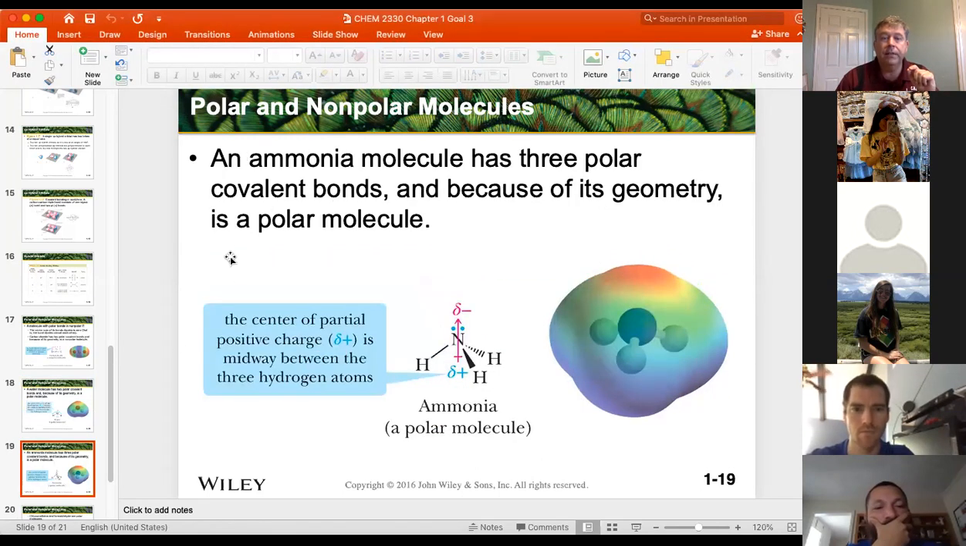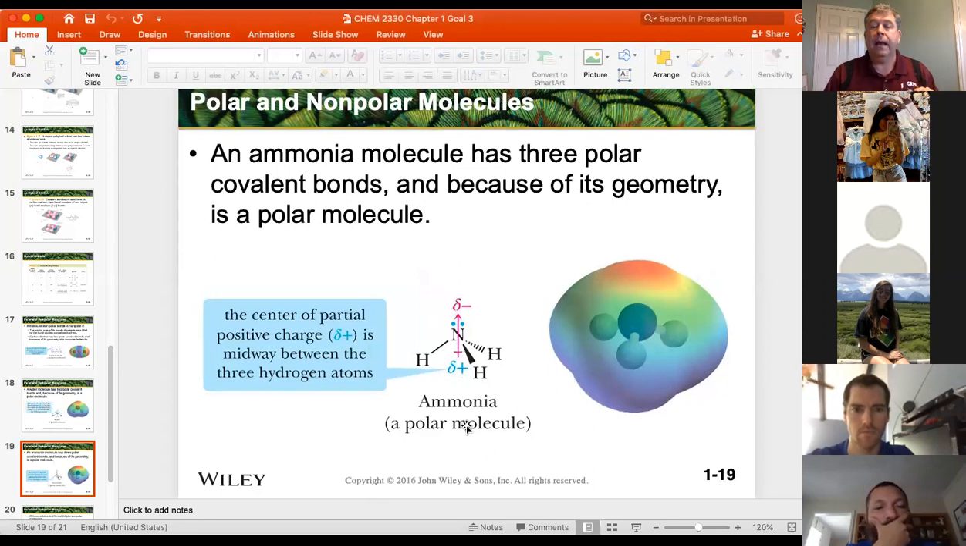Let's change the shape again. And so now we have a pyramidal shape here. Now we have to look at the polarity of each of these bonds with the hydrogen and the nitrogen. The nitrogen is more electronegative, so it's going to be pulling electron density.